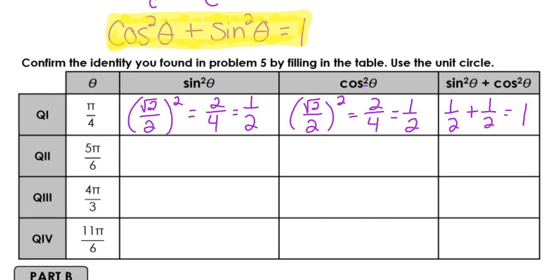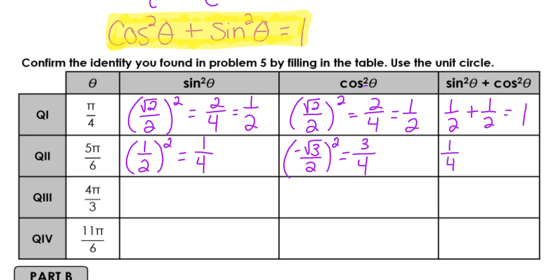Now let's try it for 5 pi over 6. So in the second quadrant, we have 5 pi over 6. The sine of 5 pi over 6 on my unit circle is 1/2, and if I square that, I get 1/4. The cosine of 5 pi over 6 is negative square root of 3 over 2. So squaring that, a negative times a negative gives me a positive, and then I would have 3 in the numerator and 4 in the denominator. So when I take sine squared plus cosine squared for 5 pi over 6, I also get 1. So it still holds true for that second quadrant value.